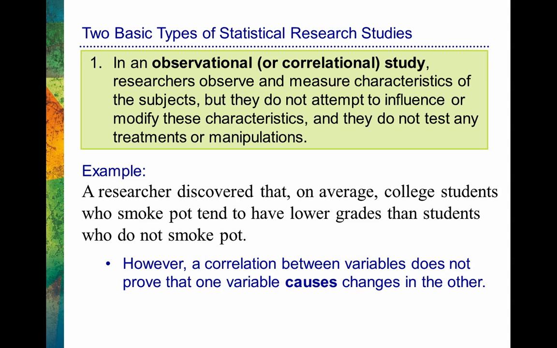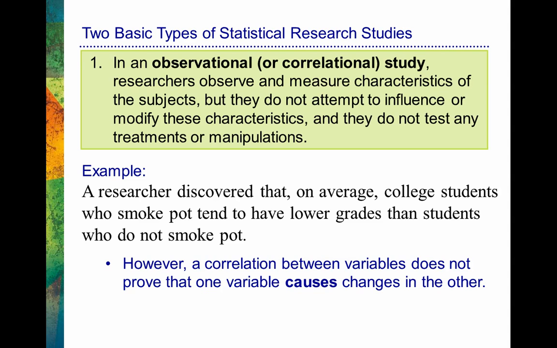Students who are smoking more pot have lower grades. And the flip side of that, of course, is also true, showing a negative correlation. Students who do not smoke a lot of pot tend to have higher grades. So that's a good example there of a negative correlation.